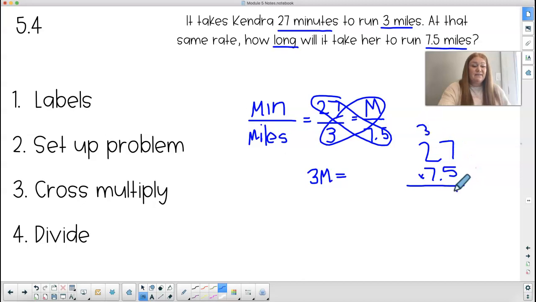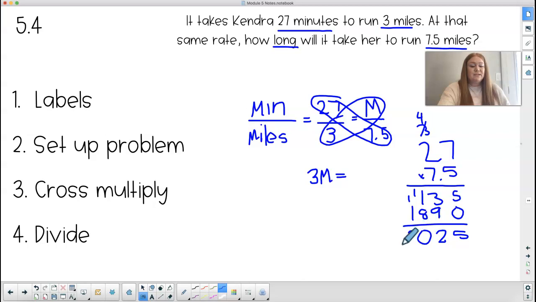So there's 35, 10, 11, 12, 13. 49. 14 plus 4, 14, 15, 16, 17, 18. So there's 5, 9, 10, 11, 12. There's 10 and 2 and 1 decimal. So we are at 202.5. So we've got 3M here, 202.5 over here.